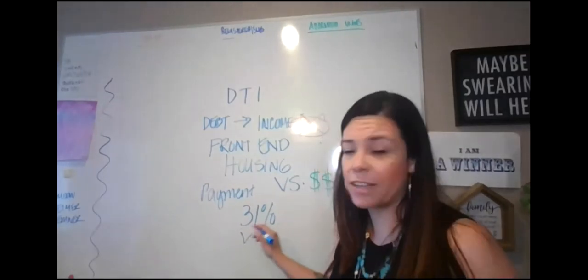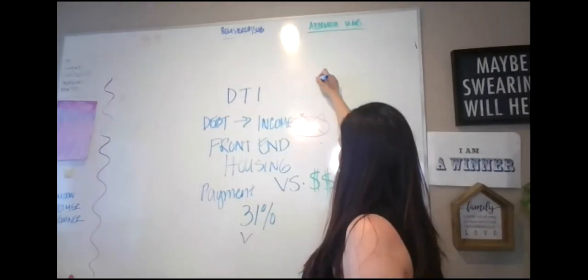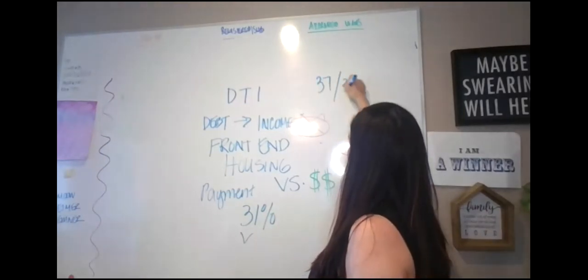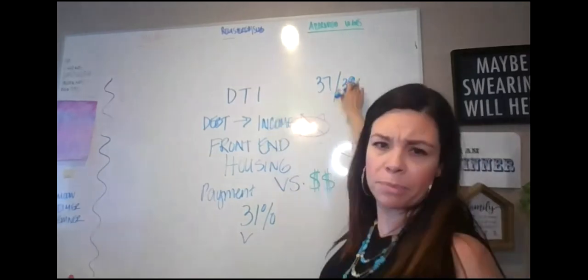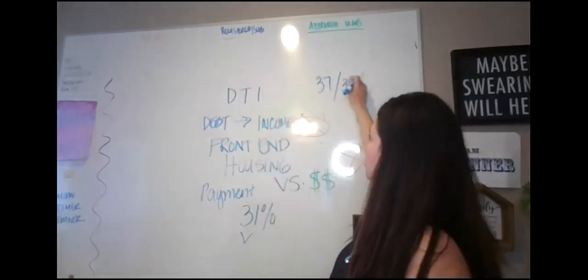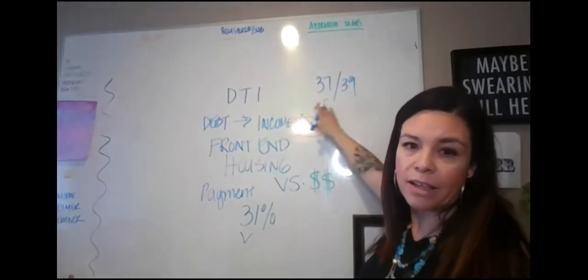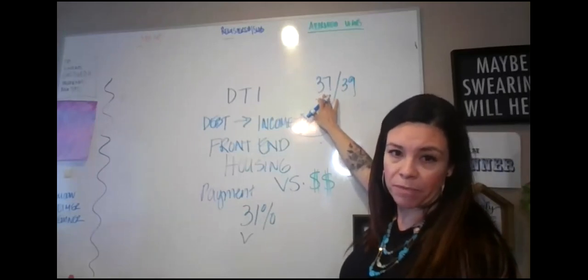And a lot of times it's because you're like 37, 39, okay? And you're like, oh, I'm 39 on the back end. We'll talk about that in a minute. I'm 39 on the back end. Why am I not getting approved? It's most likely this number here, okay?